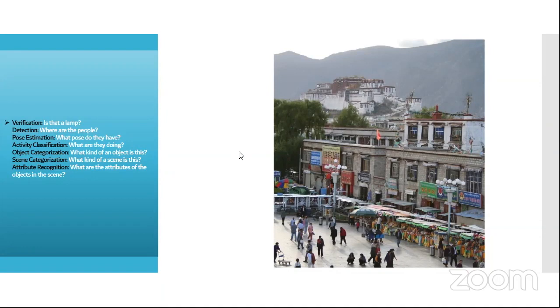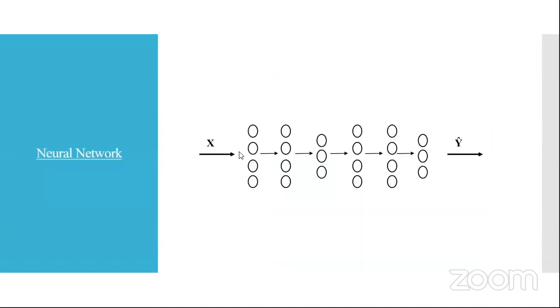Then if you go further deep, there are attributes, like what is the color of the lamp, how many people are there in this image, and what different kinds of objects are present in this image. So these are the different vision models, or AI-powered applications, which we can deploy on this single image in order to extract multiple pieces of information.